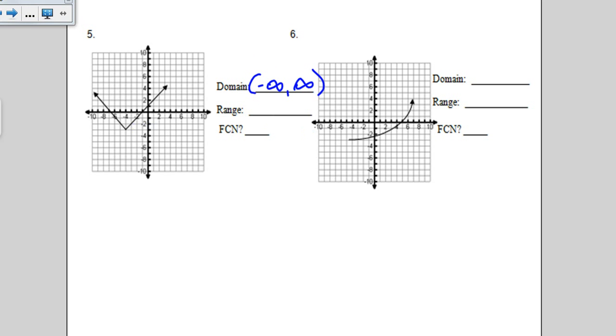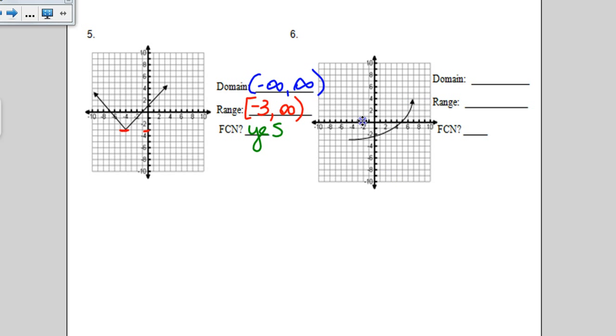The range, let's see, it goes how low? It would be -3 up to infinity. It actually lands on -3, so we put a bracket. Can't land on infinity, so it's a parenthesis. And yes, it does pass the vertical line test, so it is a function.